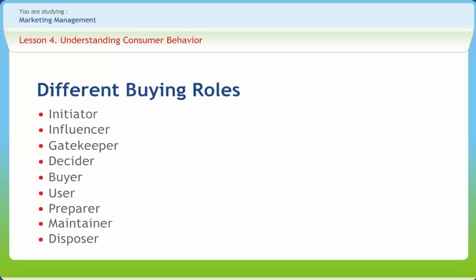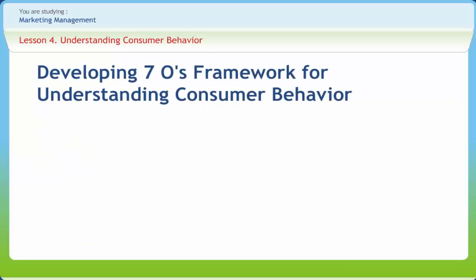The marketer's task is to study the buying process and the role of participants in the buying process. He should initiate all of them to make purchases of his product at different stages and through different strategies. A framework is developed to understand consumer behavior by addressing various issues involved in consumer behavior. This framework is popularly known as the 7 O's framework and is used for basic understanding of consumer behavior.